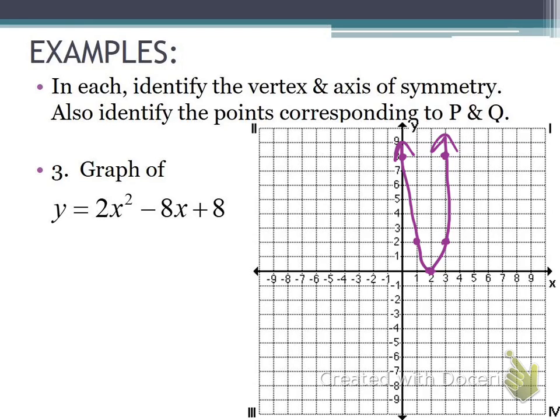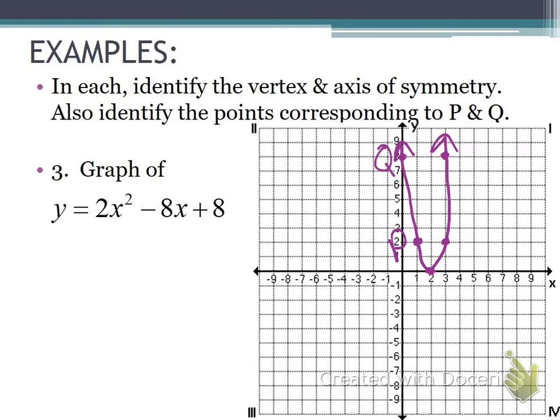Now that we've got our graph drawn in, we have to identify the vertex, the axis of symmetry, and the points corresponding to P and Q. I'll go ahead and tell you. Down here is where we've got point P, and up here is where we've got point Q. But we'll get to those in just a moment. First, we want the vertex.